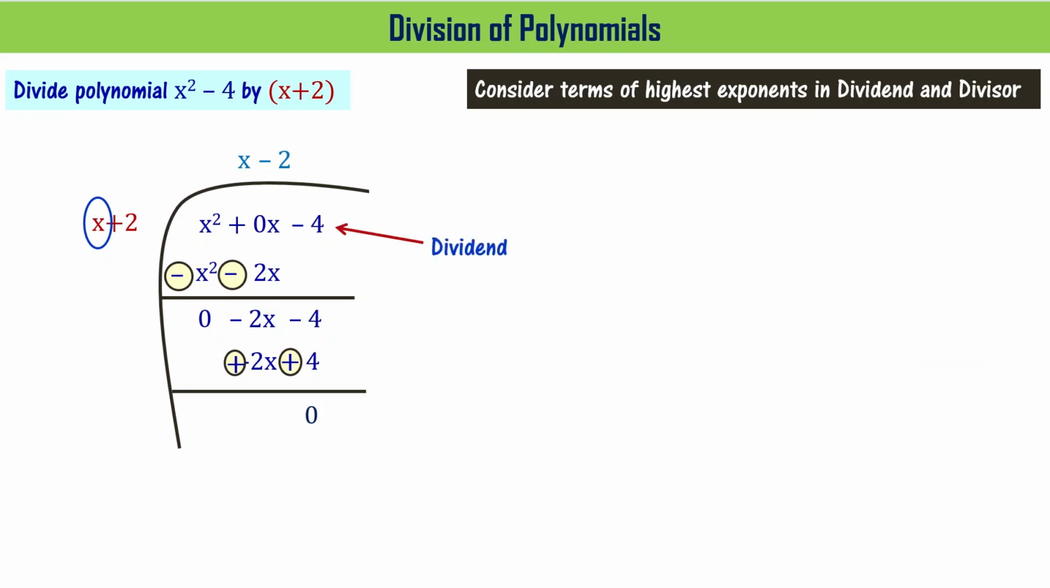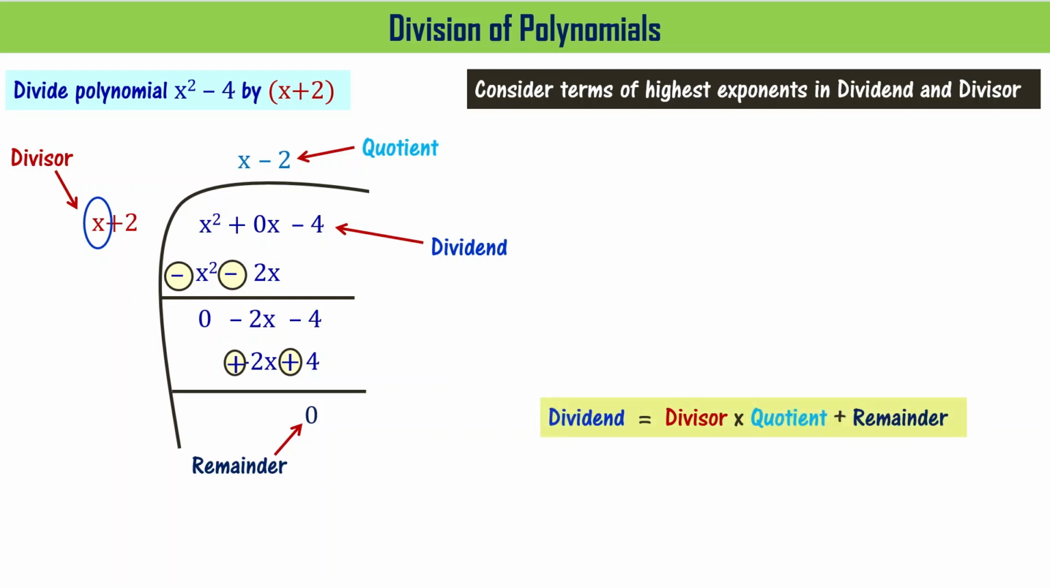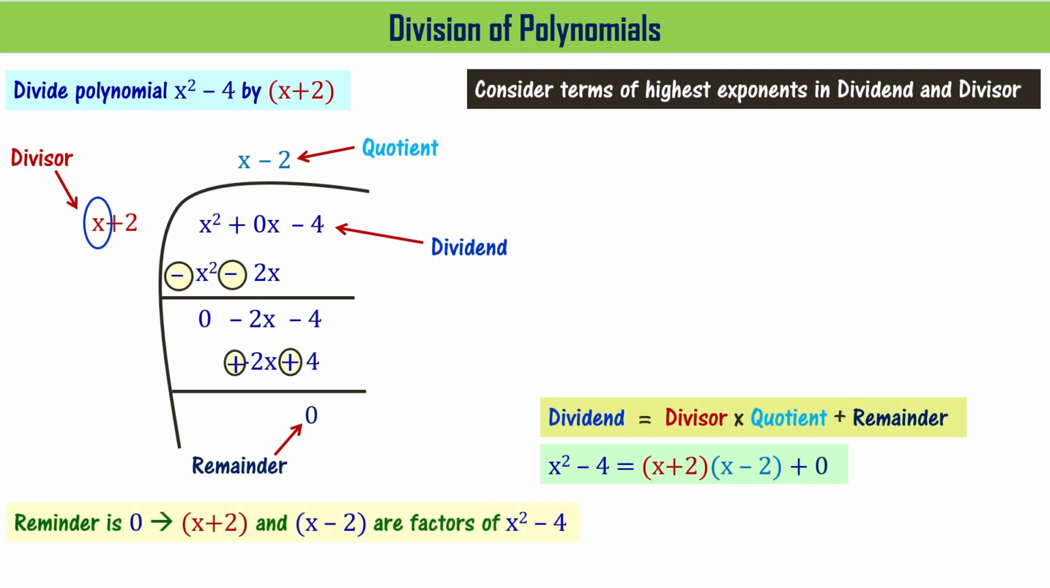In this case, x square minus 4 is called the dividend, we know that. And x plus 2 is called the divisor. X minus 2 is called the quotient. And 0 is called the remainder. It means the dividend can be written as divisor times quotient plus remainder, right? For this particular problem, we can say x square minus 4 equals x plus 2 times x minus 2 plus 0, right? When you have remainder 0, x plus 2 and x minus 2 are going to be factors of x square minus 4. Please take a note of this.